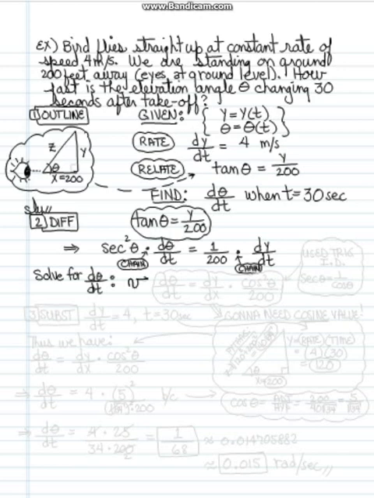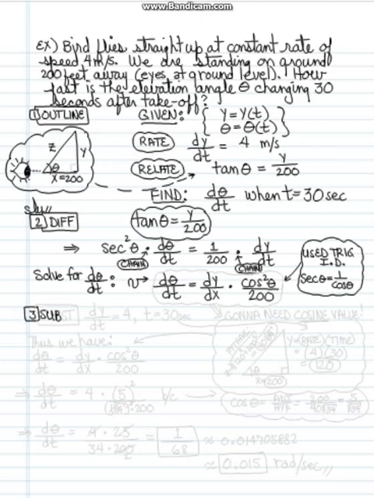Solve for d theta/dt alone. When we do that we get d theta/dt is equal to dy/dt times 1 over secant squared, which is cosine squared theta over 200. So there you see we used a trig identity that says the secant is the reciprocal, 1 over cosine theta. Okay, that's where that came from.